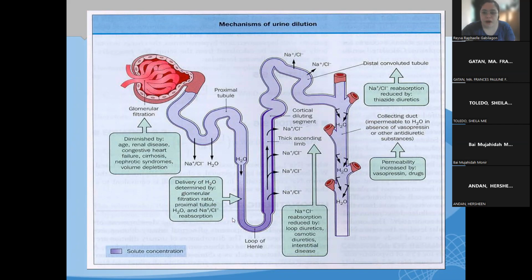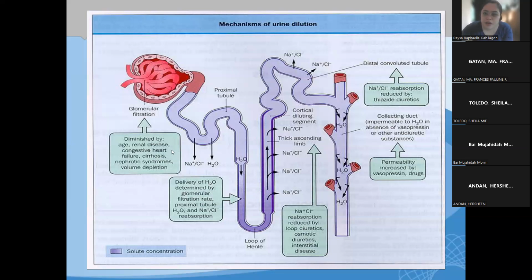Now, since this part reabsorbs a lot of sodium and water, if we're going to prevent or inhibit it, that is the reason why loop diuretics are also called high ceiling diuretics, or our most powerful diuretic so far. Since you're going to give it to our patient, there is a marked increase in the urine volume. Okay?